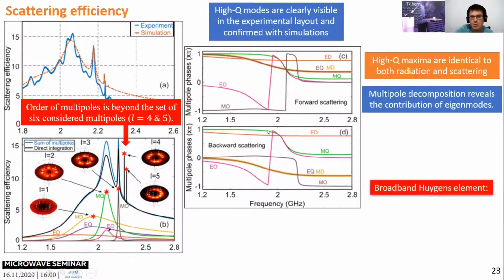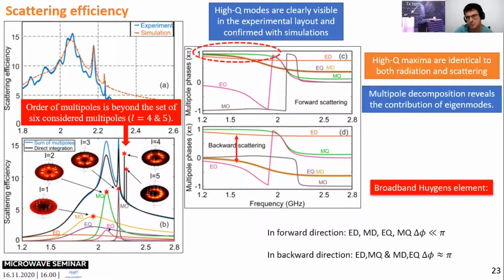Now about the broadband Huygens element abilities and predictions. Before I show you the plots for the forward and backward scattering and ratio and so on, I would like to look in more detail independently at the phases of these multipoles calculated in the forward and in the backward scattering directions. One can see that, for example, in the lower part, before the 2 gigahertz position, in the forward direction the phase difference between the electric dipole and magnetic dipole, electric quadrupole and magnetic quadrupole is much lower than pi. But in the backward scattering, this phase difference is around pi.